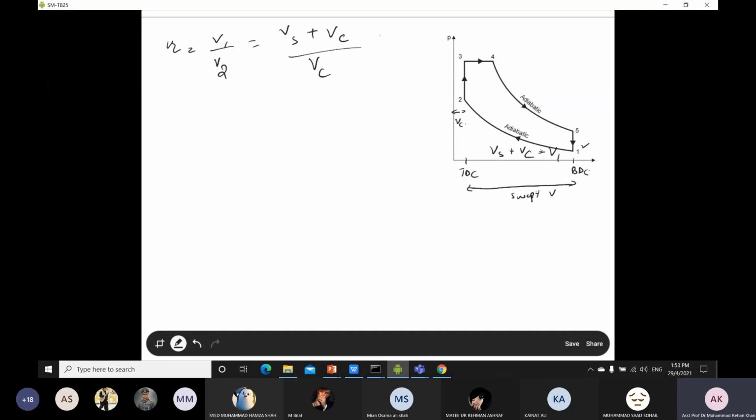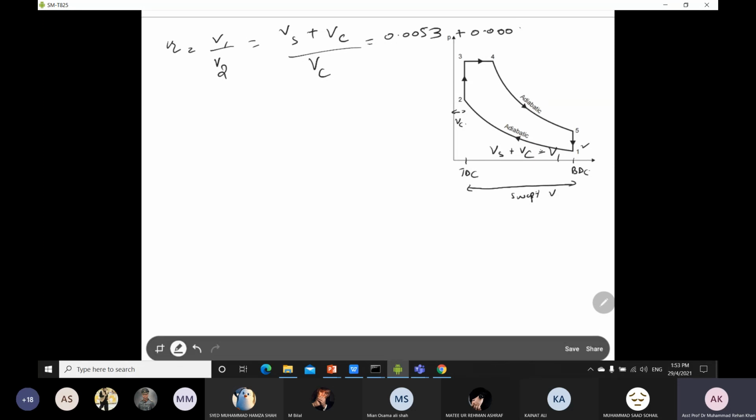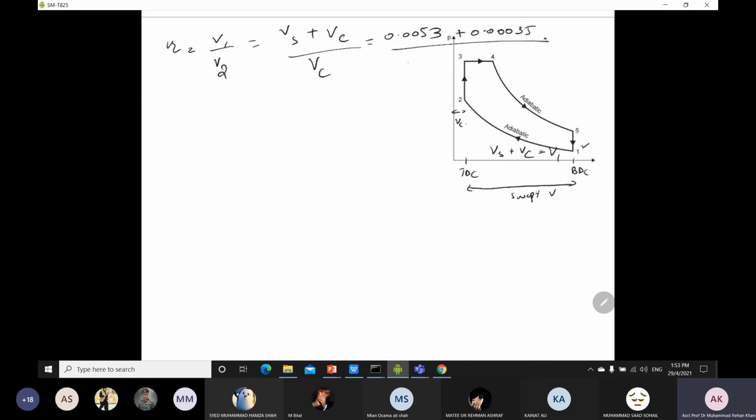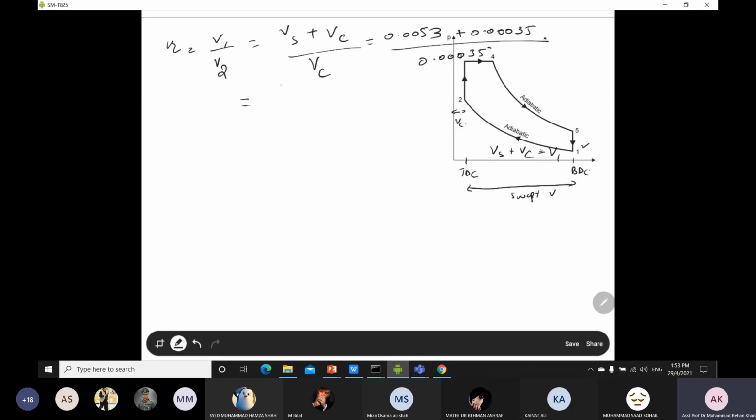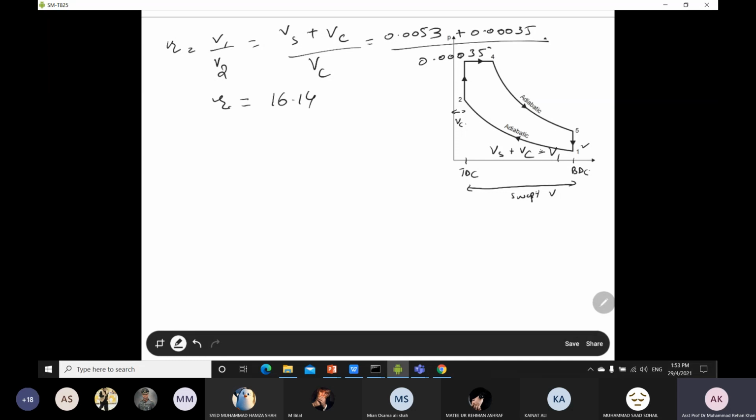Okay, so now all the values are given to us in the question. So swept volume is 0.0053 meter cube. Clearance volume is also given in the question, which is 0.00035. If you divide by the clearance volume 0.00035, you can easily find the value of r. Okay, so the r value turns out to be 16.14. So this is the compression ratio, because we have to find all the values of compression ratio, cutoff ratio and pressure ratio, so that we can easily insert all the values into the efficiency equation.